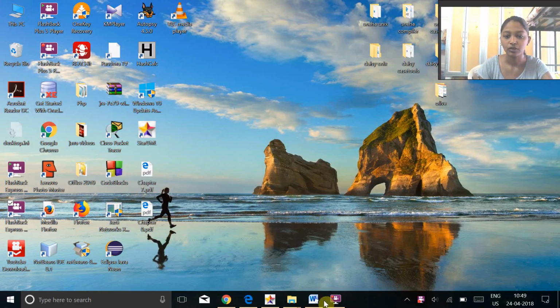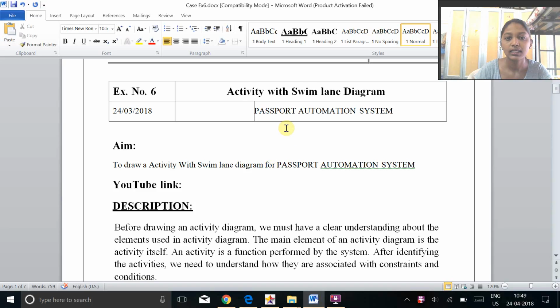So today I'm going to tell you about my sixth experiment, which is the activity diagram of the passport automation system. So here my aim is to draw an activity diagram of the passport automation system, and the description goes like this.